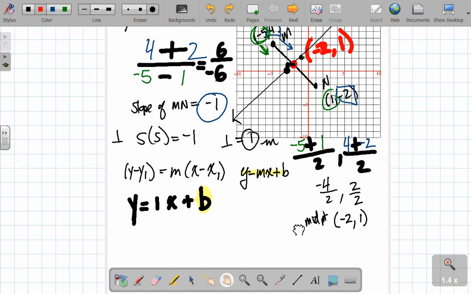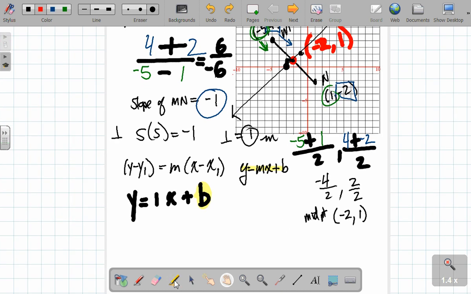We're going to use our midpoint because the line has to go through that midpoint, right? Okay, so what's our value for x? That's what's going to go right there. What's our value for y? 1. That's what's going to go right there. So we have 1 here, and we have 1 there, and a -2. B, you guys have to do your own algebra.